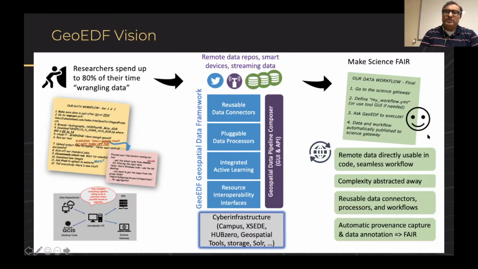So the goal is that your researcher can come to a science gateway, define a high-level workflow in some powerful but user-friendly language, ask the framework to execute it, and then now that you've got a gateway which has all of these data publication and annotation tools, you can essentially leverage all of that to publish both the data and your workflow and keep track of provenance.